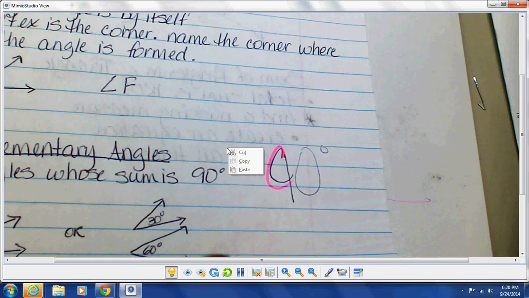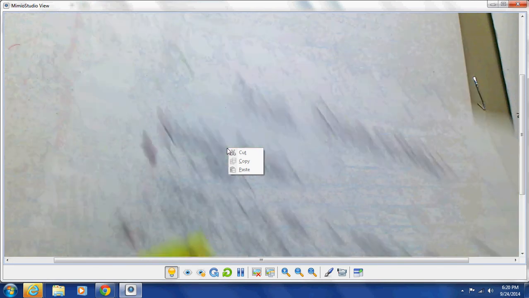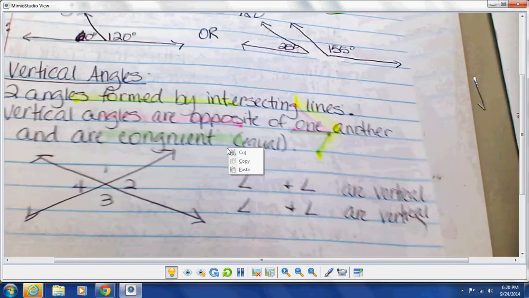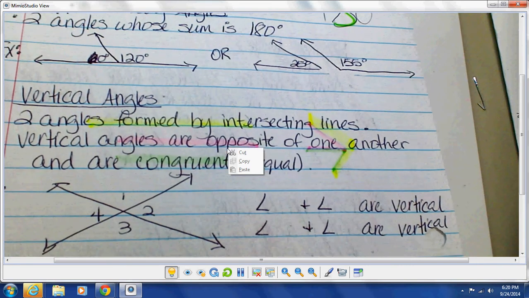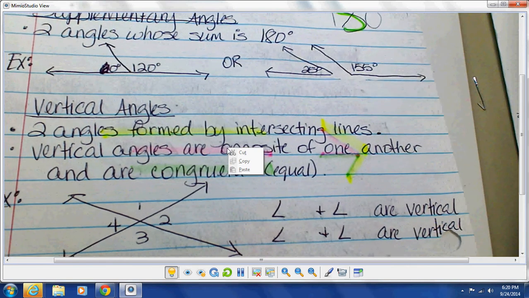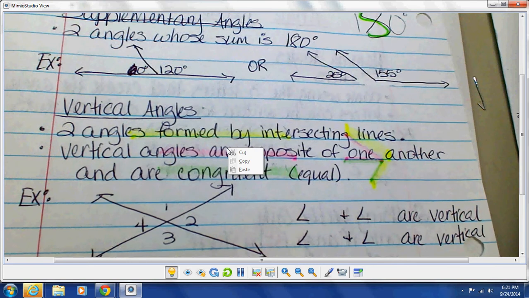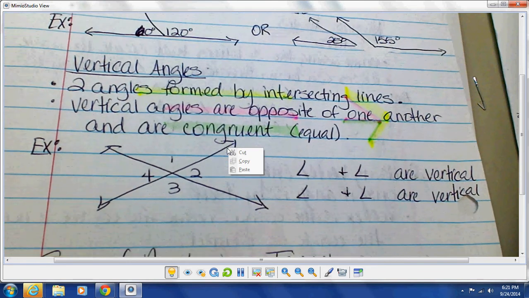Okay. Now let's talk about our final type of angle. And again, if I'm going too fast, then just pause the video and write the information down and then start it back up again. Okay, the last type of angles that we have are vertical angles. And vertical angles are two angles formed by intersecting lines. And very important is that vertical angles are opposite of one another and they are congruent or equal in measure.